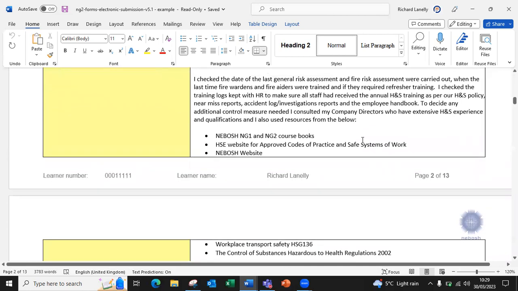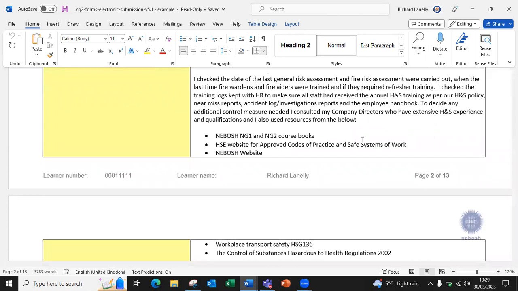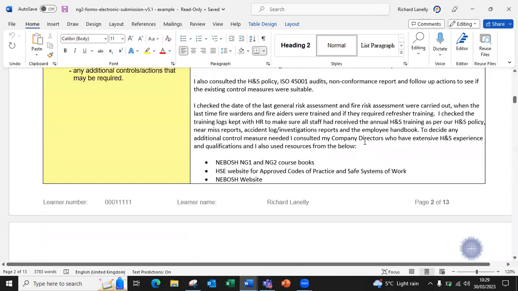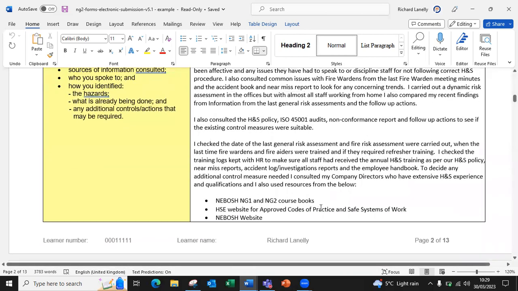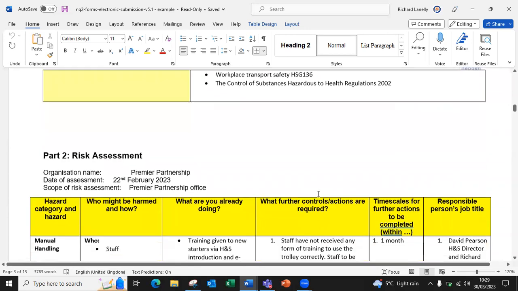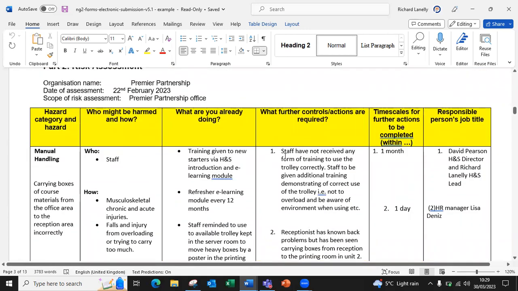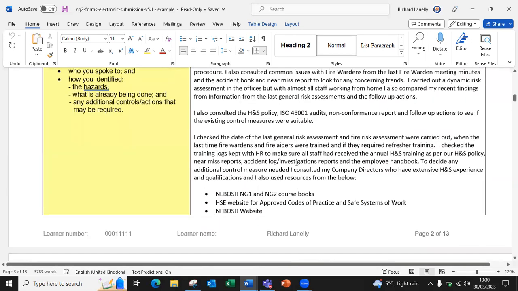So what the marker's looking for is, okay, in part two you've advised what the current control measures are, and you've advised additional ones. How have you come to that information? What sources of information did you look at to determine that they need extra controls there? So basically what we're saying here is we looked at all this information, so now we're confident further controls in part two are relevant. So that's what you need to be looking at. Okay.